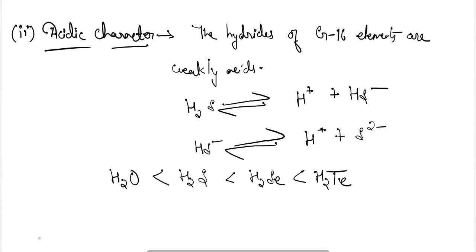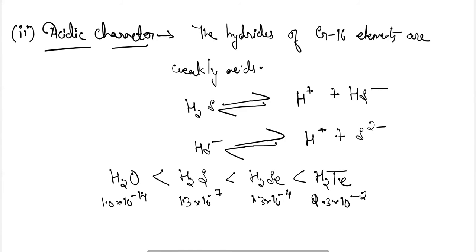The reason is the value of the dissociation constant. In water, the dissociation constant is only 1.0 times 10 to the power minus 14, but for hydrogen sulfide it is 1.3 times 10 to the power minus 7, which is much higher than water, and 1.3 times 10 to the power minus 4 for selenide, which is also much higher than hydrogen sulfide, while for hydrogen telluride it is 2.3 times 10 to the power minus 2.